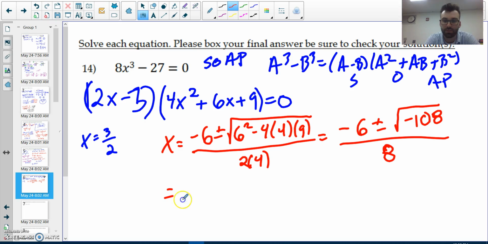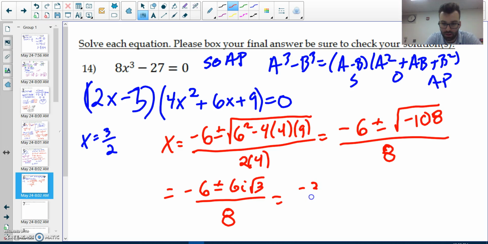Negative 108 is 36 times 3. How do you get 36? It's 6 squared. So this is going to be 6i root 3, since it's negative 108, all over 8. And I can reduce by 2 to get negative 3 plus or minus 3i root 3 over 4.